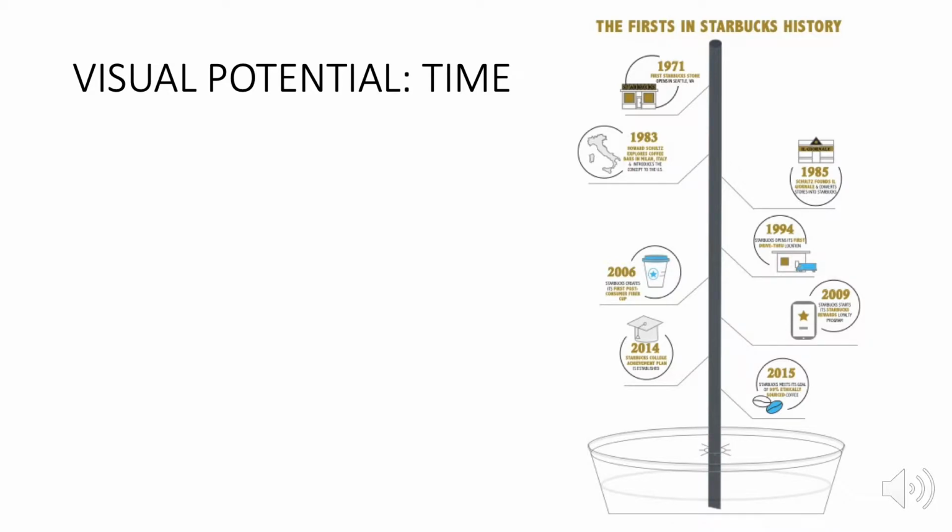The last form of visual potential is time. Time refers to using the relative positioning of elements on a page to show when specific events occurred. For my infographic, I made a timeline in the form of a vertical straw with icons representing events showing the first in Starbucks history. Icons toward the top of the straw indicate events that occurred further back in history, and icons toward the bottom of the straw indicate events that occurred more recently. The exact dates of these events are encoded in gold numbers.